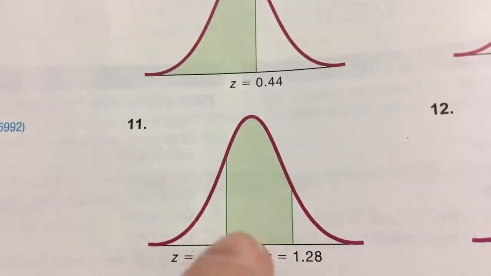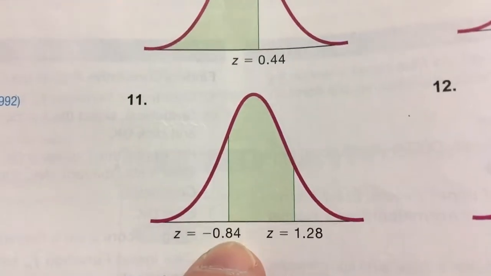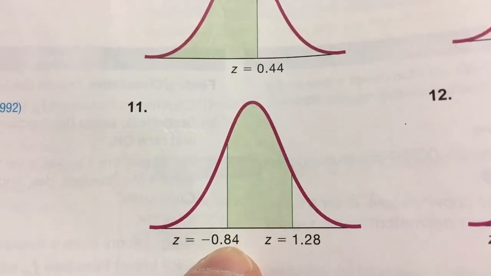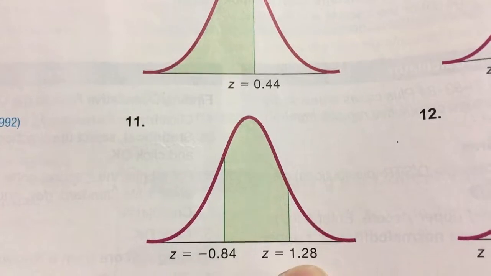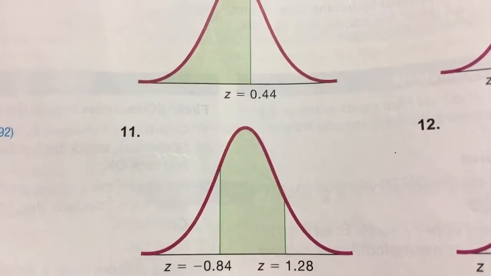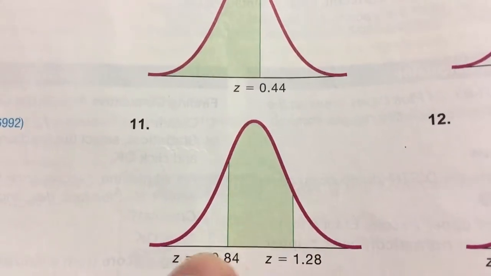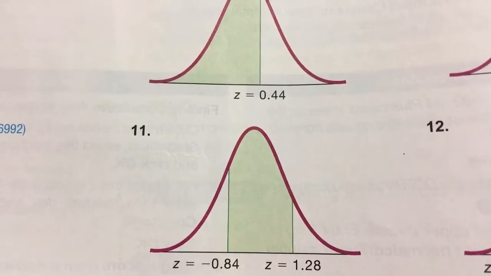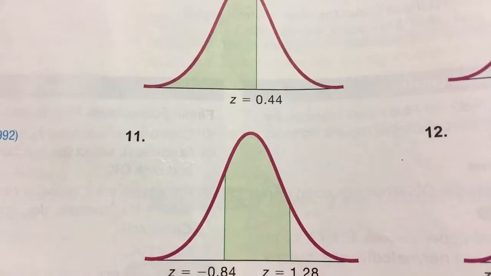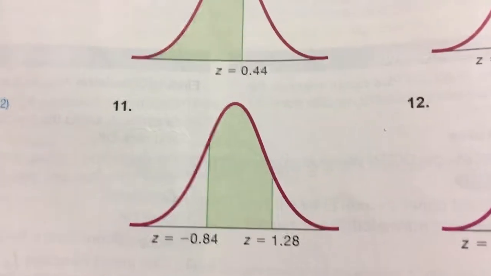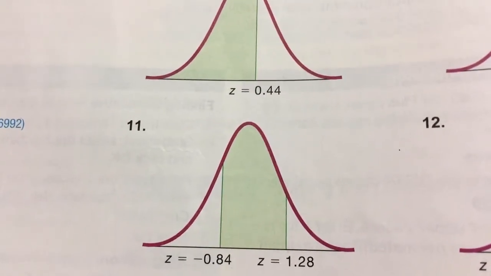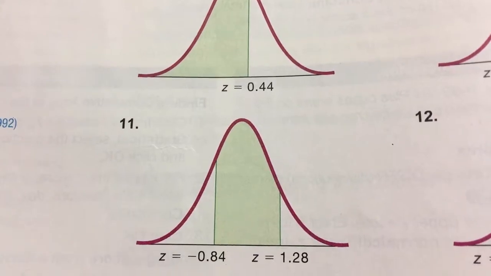And we're looking for the area in between a z-score of negative 0.84, and a z-score of 1.28. So we're going in between, which remember, we'll find each z-score, we'll find the area for each one, and then we will subtract them, because the area on the chart is always in between. So negative 0.84 and 1.28. Let's go look at the chart.